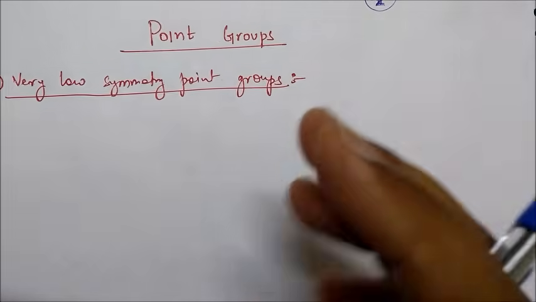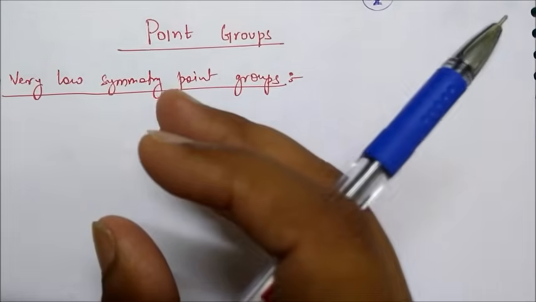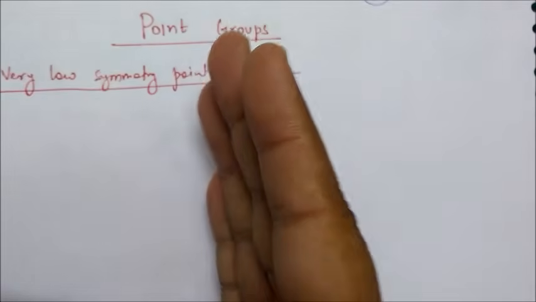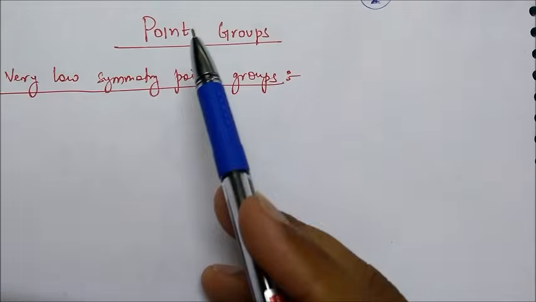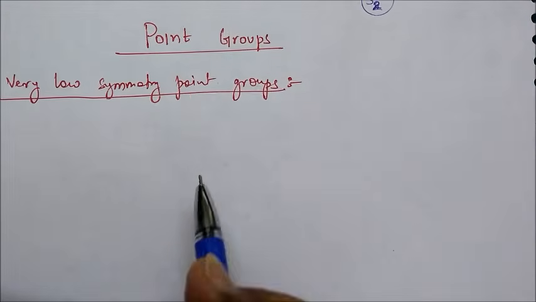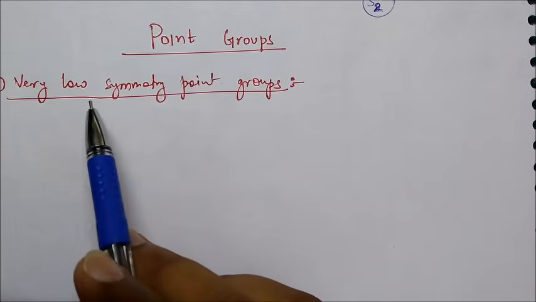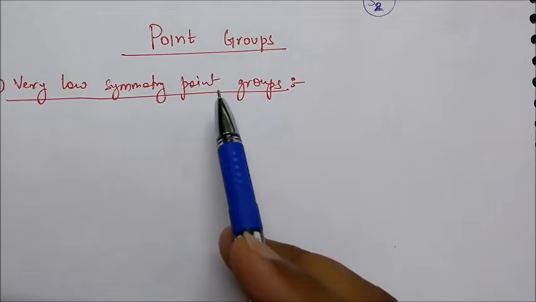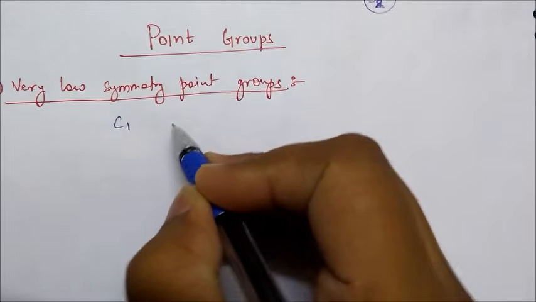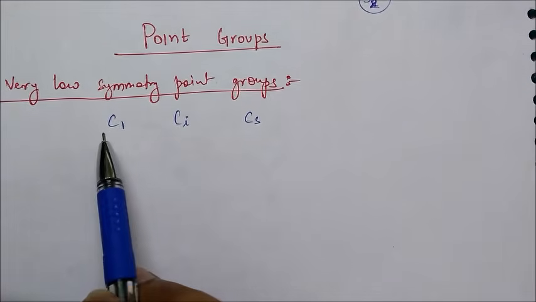So we are just categorizing the molecules into particular groups, such that a molecule belonging to a particular group can have these types of symmetry operations. So this is basically characterizing the molecules into particular groups. Here we start with the point groups having very low symmetry, for which we have C1, Ci and Cs. We will understand all these things.